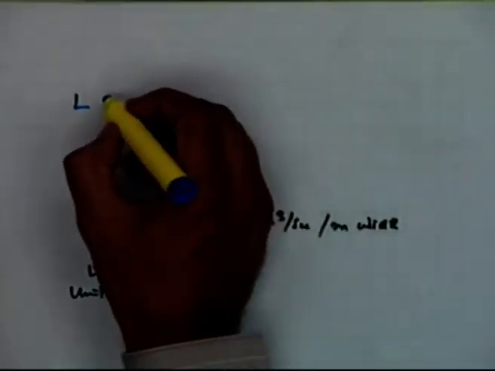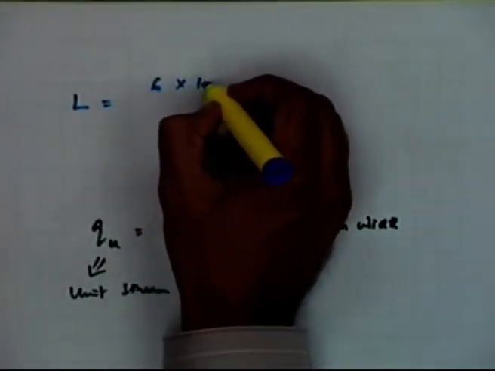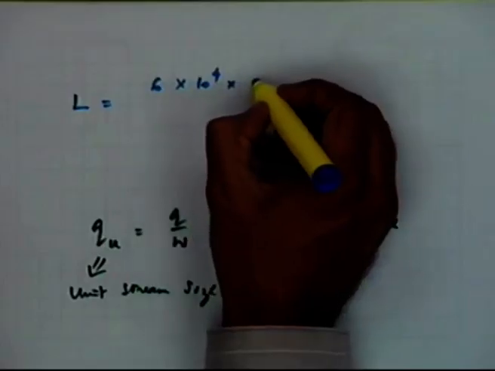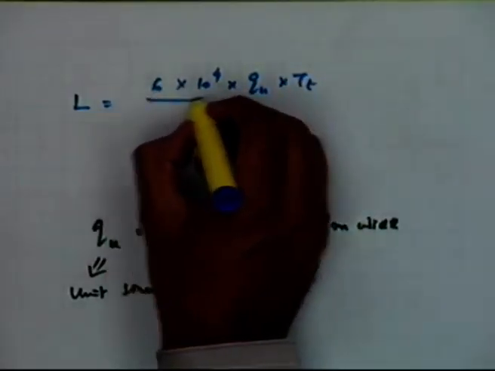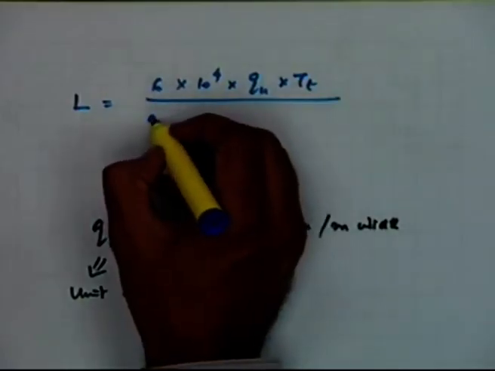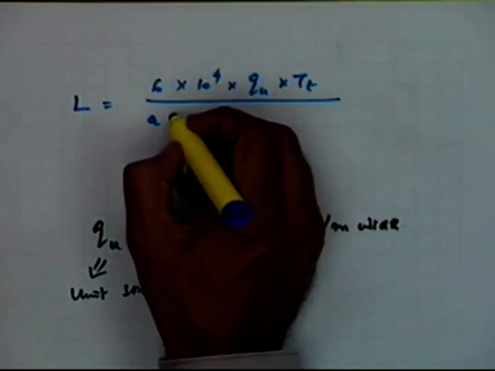And this length is given in terms of the unit stream size and the advance time and the other parameters of the family curve.